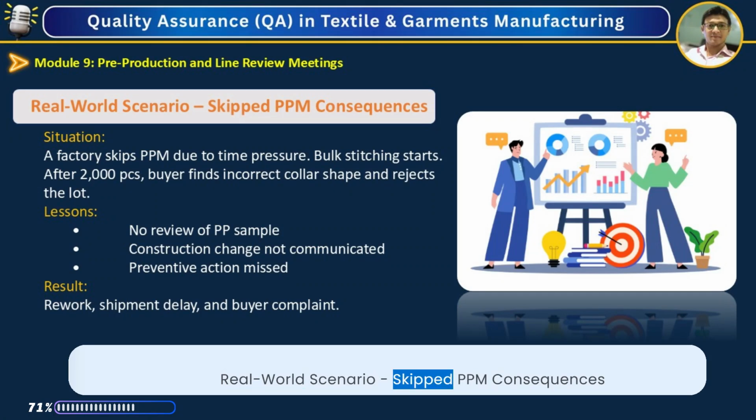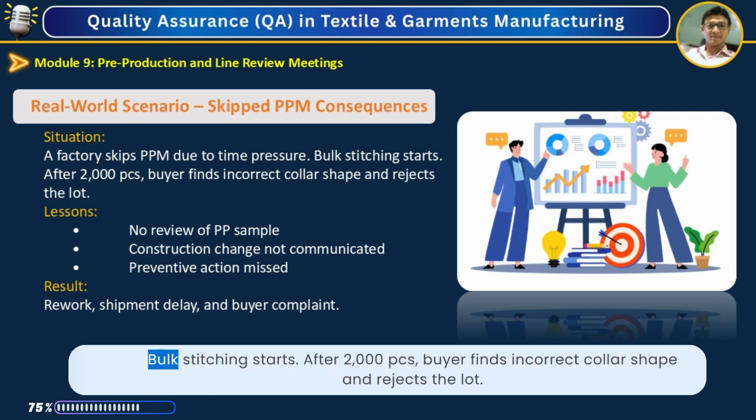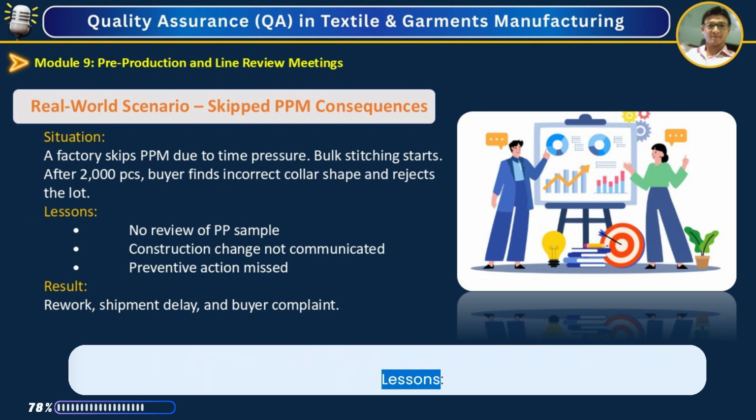Real-world scenario, skipped PPM consequences. Situation: a factory skips PPM due to time pressure. Bulk stitching starts. After 2000 pieces, the buyer finds incorrect collar shape and rejects the lot. Lessons: no review of PP sample. Construction change not communicated. Preventive action missed. Result: rework, shipment delay, and buyer complaint.